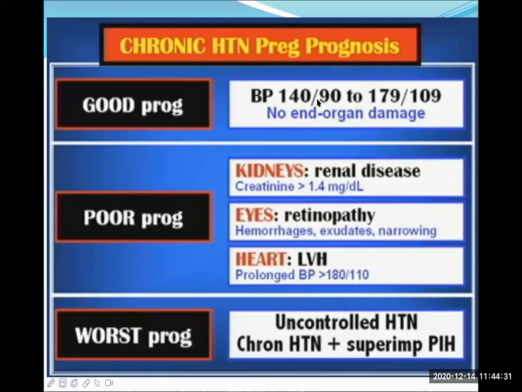Whereas if the blood pressure is still in this range, it is high, but it is not very high, and if there is no end organ damage, then the outcome of the pregnancy is still good. Worst prognosis occurs in uncontrolled hypertension with superimposed pregnancy-induced hypertension or preeclampsia. That is the worst prognosis, where the chance of fetal loss is 10 times more.